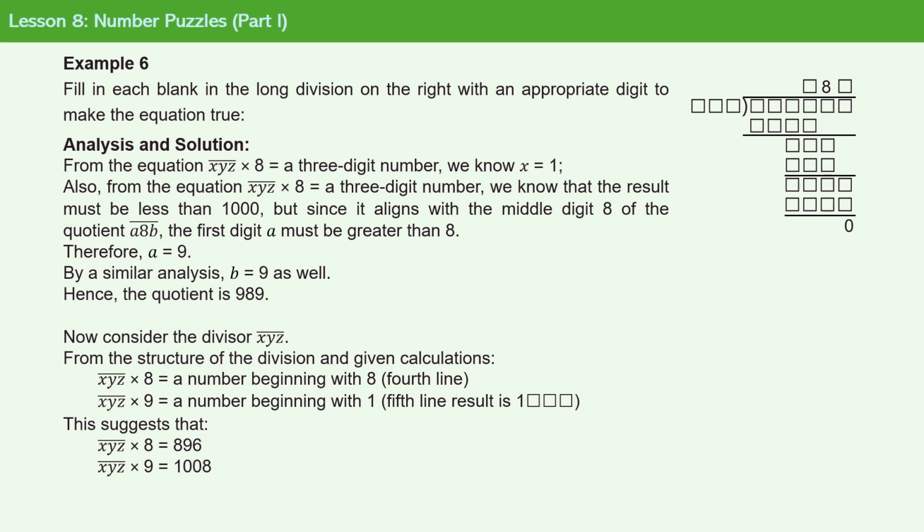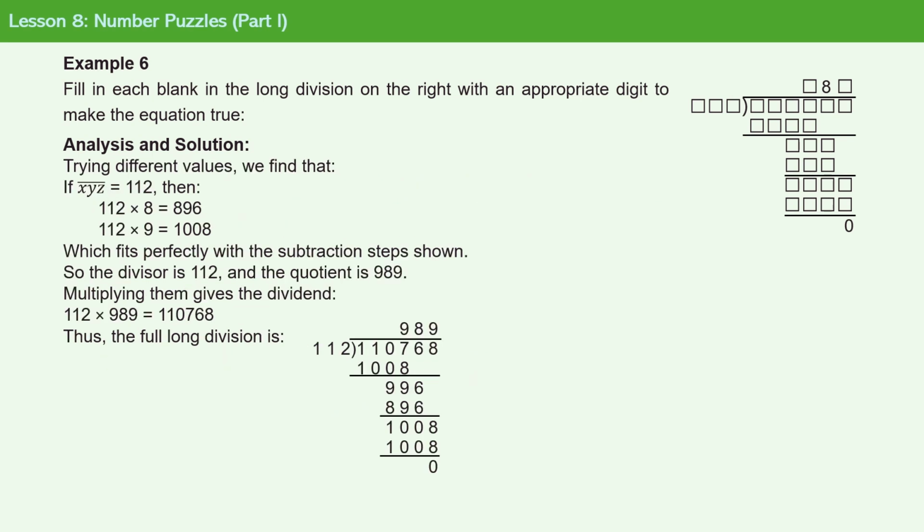Now consider the divisor XYZ. From the structure of the division and given calculations, XYZ times 8 equals a number beginning with 8, according to the fourth line. XYZ times 9 equals a number beginning with 1, according to the fifth line. This suggests that XYZ times 8 equals 896, and XYZ times 9 equals 1008.